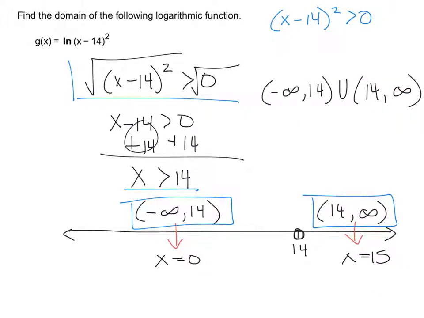Since both intervals are included, but 14 is not included, I have the answer of negative infinity to 14 union 14 to positive infinity. And that is my final answer.